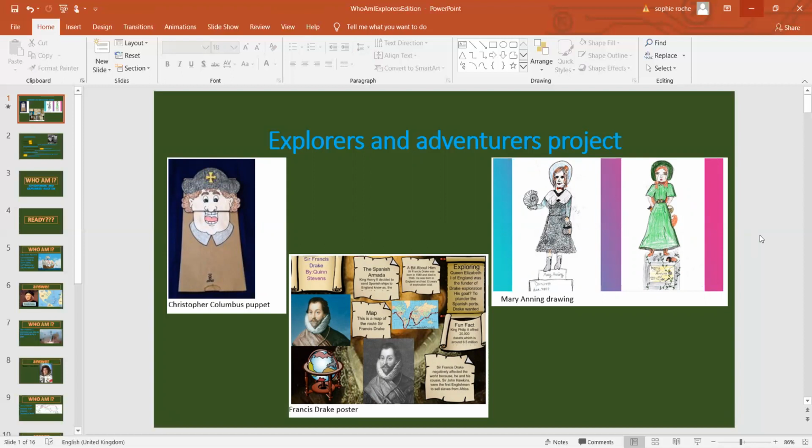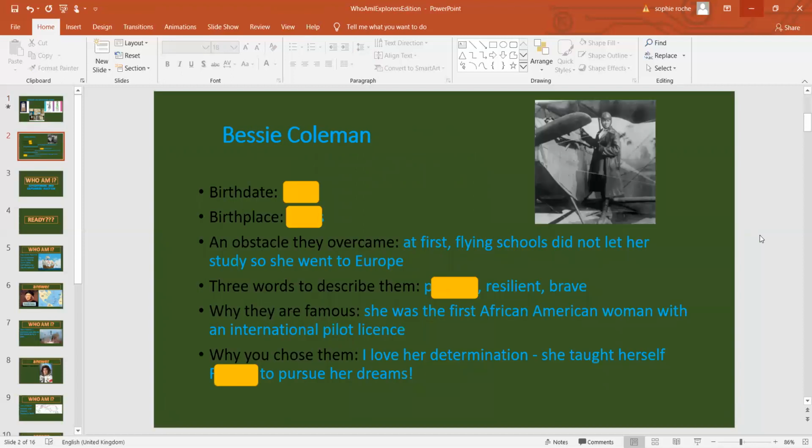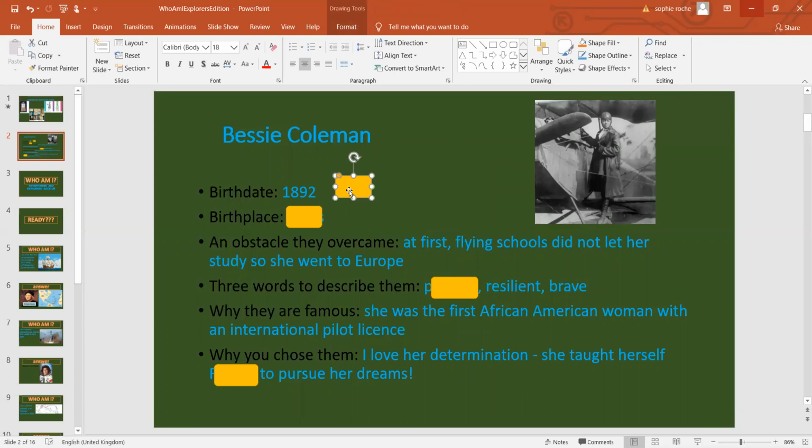So I'm just going to show you an example of an explorer that I looked at, who I found interesting for my project. Now, this is Bessie Coleman. And so I've just put together this slide on her, which answers those questions that we've just been talking about. So her birth date was 1892. She was born in Texas, and an obstacle that she overcame was, at first, flying schools didn't want to let her study, so she went to Europe to study instead.